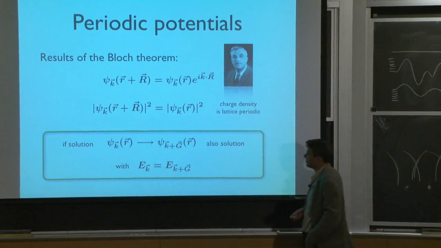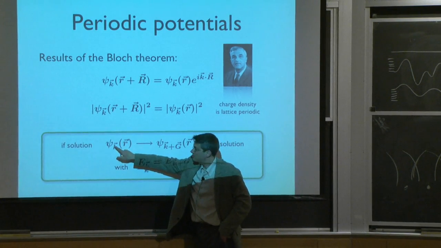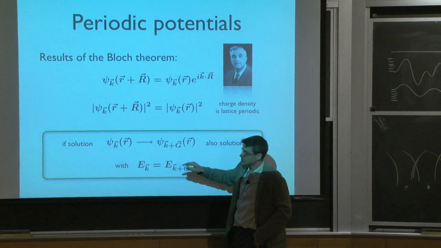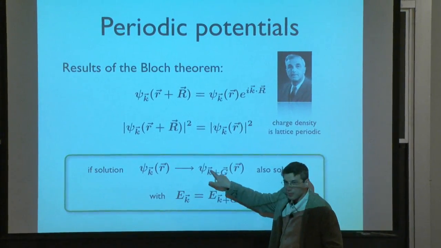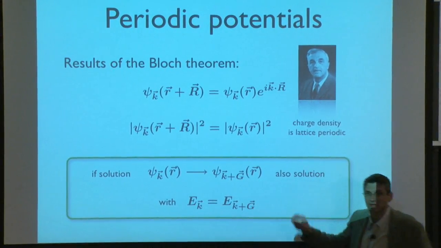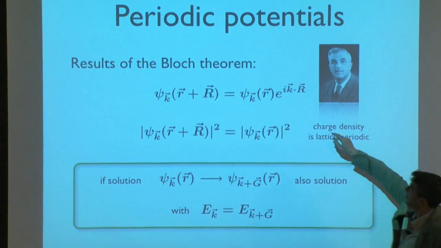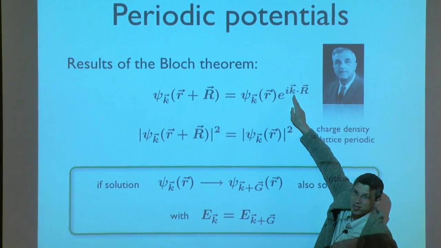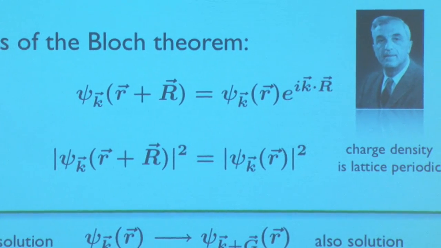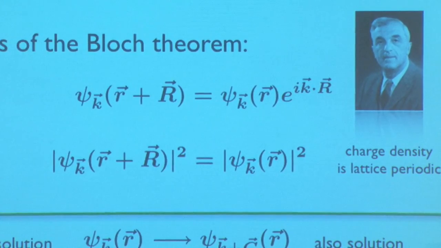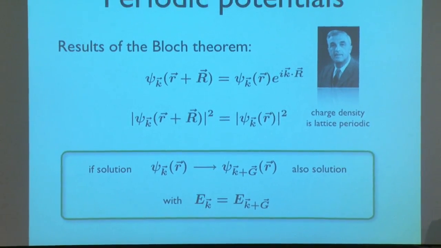You can also show that if psi k, this thing that I'm going to talk about more, is a solution to the Schrodinger equation, then psi k plus any reciprocal lattice vector, remember, k is a vector in reciprocal space, okay? That's Bloch's theorem. And that's a reciprocal vector that lives in reciprocal space dotted with the lattice vector. And if I add the reciprocal lattice vector to it, then that also must be a solution. So that's also another consequence of Bloch's theorem.